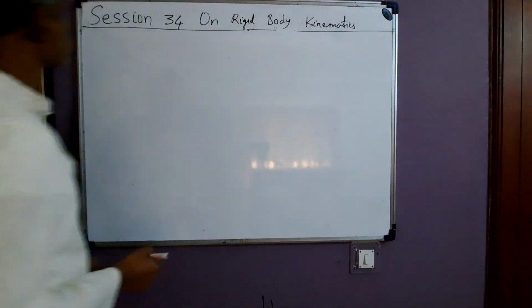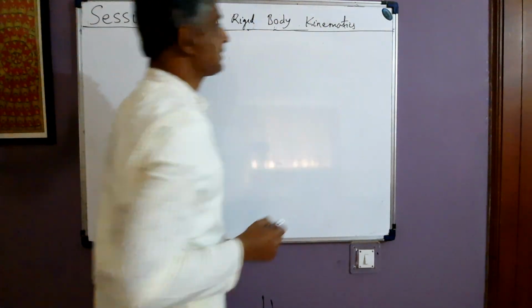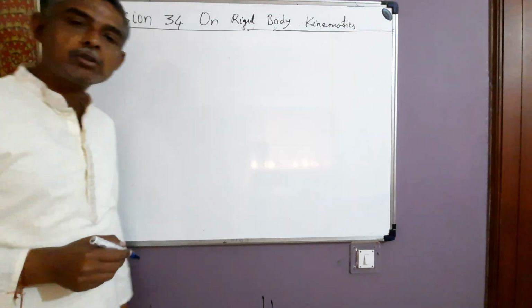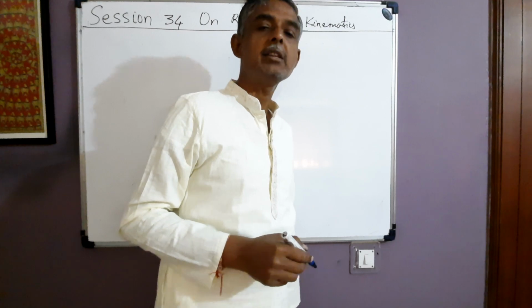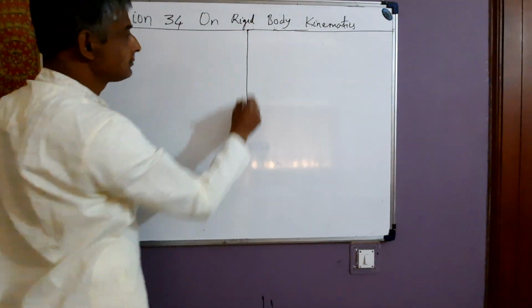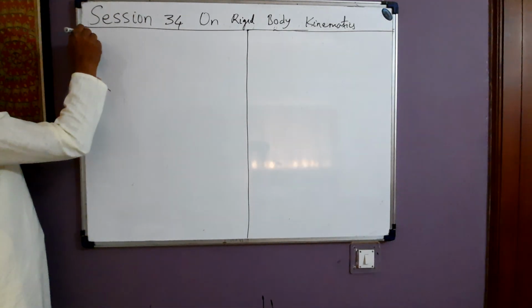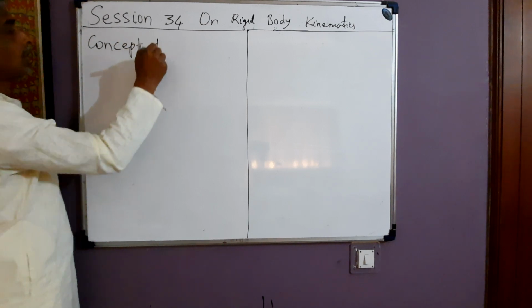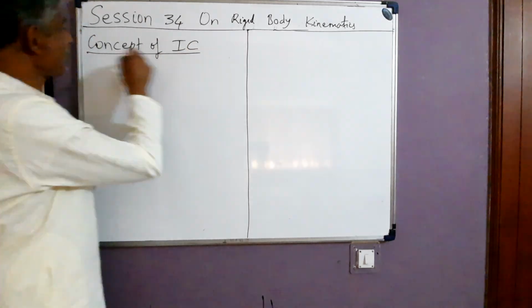Okay. So we'll discuss the last chapter on rigid body kinematics, that is the concept of instantaneous center of rotation, which is shortly termed as IC. I for instantaneous, C for center. So we are going to discuss the concept of IC, that is instantaneous center of rotation.